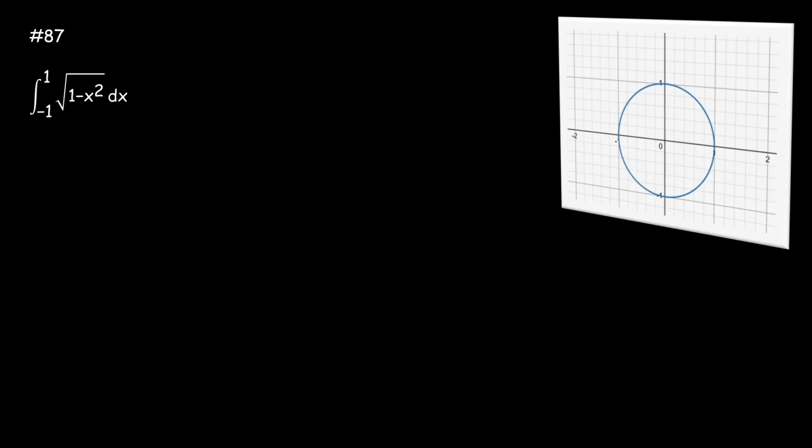Integral from negative 1 to 1 of the square root of 1 minus x squared. So we have on the side a circle, the unit circle. Why is that shown? It's simply because this equation is the equation of the circle with radius 1. If you have x squared plus y squared equal to 1, then y will be the square root of 1 minus x squared.